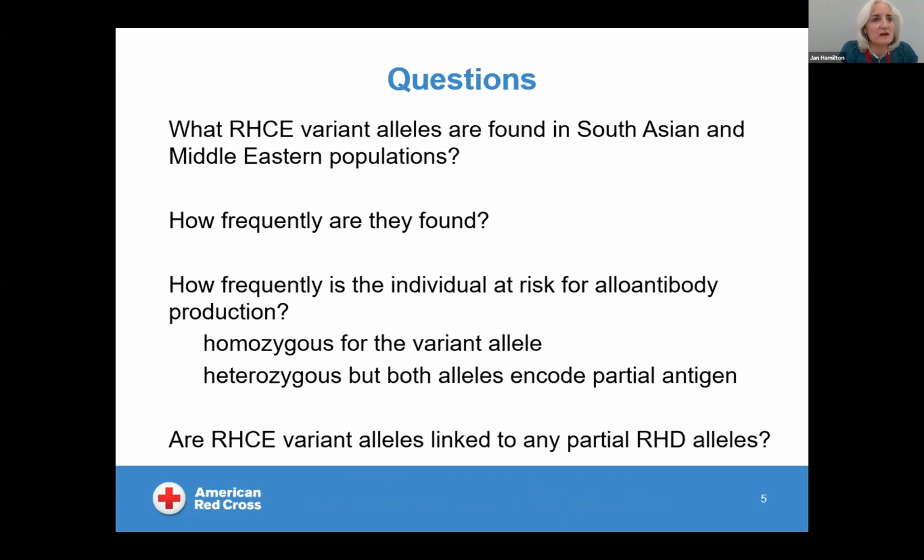This frequency would then translate into how frequent is an individual at risk for making the alloantibodies, because you either need to be homozygous for the variant allele or be a compound heterozygote where both alleles encode for partial antigens, partial little c or partial little e antigens. If a conventional allele is in the patient's genotype, then those alloantibodies should not be made. And there are variant CE alleles that are linked to partial D alleles. And so are those prevalent in your populations? And with the possibility of making allo anti-D in addition to allo anti-little c or little e.